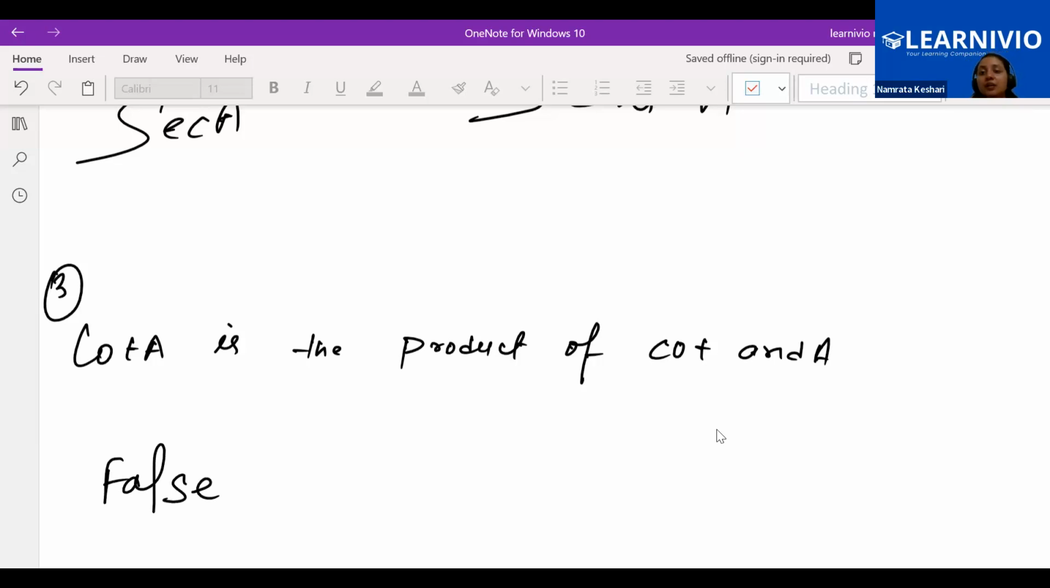Cot A is not the product of cot and A. Cot and A multiplied together do not become cot A. It's a completely new term, one of the trigonometric ratios we are having. We call it cot A. It is completely a new function. We will be learning functions in the next class. Sine A is likewise not the product of sine and A. This statement is false.